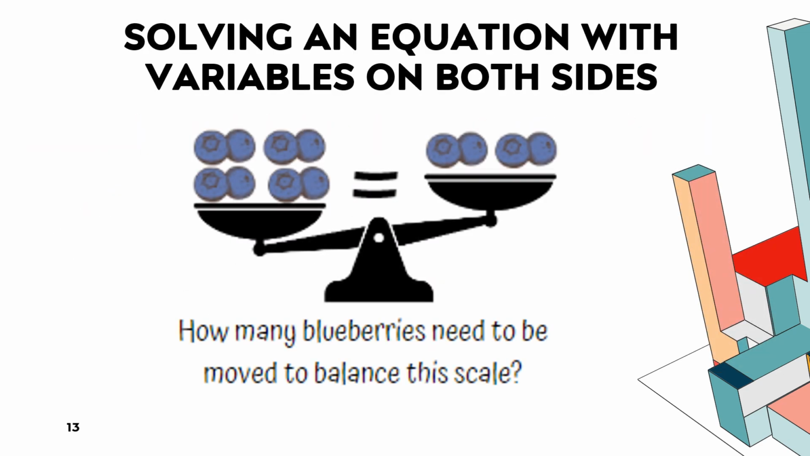As you can see, this scale is out of balance. Your job is to balance it. Here are the questions you need to ask yourself. First, how many blueberries are there in total? Second, how many blueberries need to be moved? Finally, what variable would make sense to use in place of blueberries? Take a moment to consider it. The next slide shows a balanced scale of blueberries.